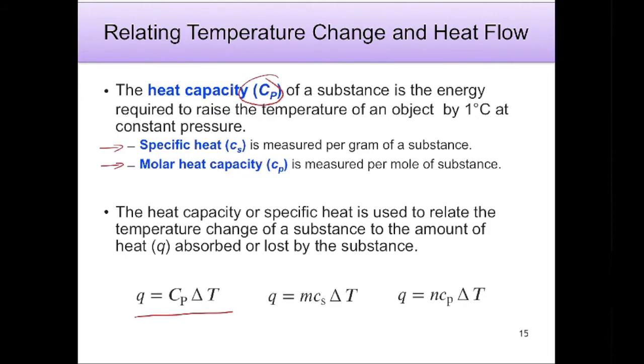And we can measure heat capacity in terms of a mass or in terms of moles. So if we just replace the Cp with an m c sub s, meaning the mass of the substance multiplied by its specific heat, or n c sub p, where n is the moles and Cp is the molar heat capacity.